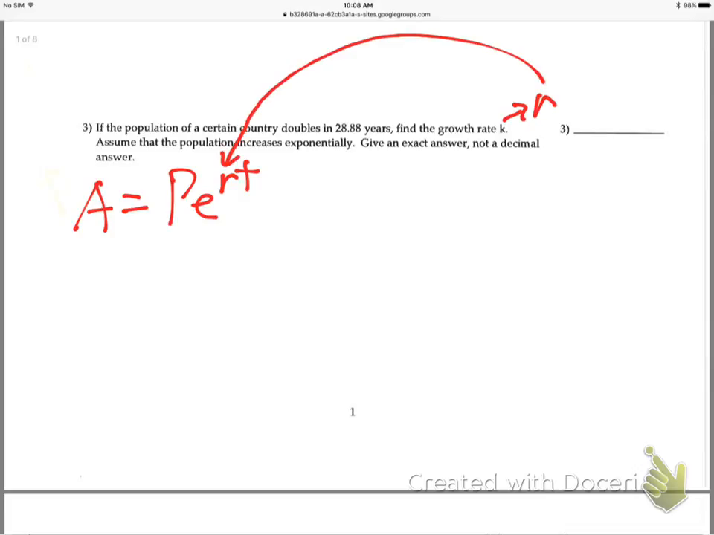The book called it K. I think the book called it K. I called it R, whatever. The growth rate is R. You can call it K or you can call it R. It's all the same thing. So find the R. So basically they're just asking you to do phase one. That's what we do in phase one, right? It's find R. So go ahead. Let me give you a second.